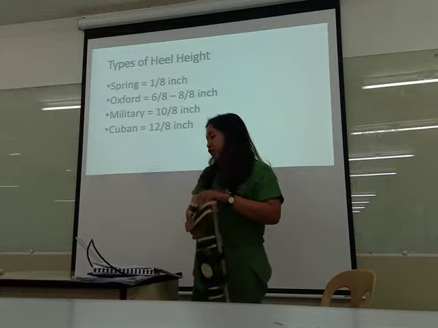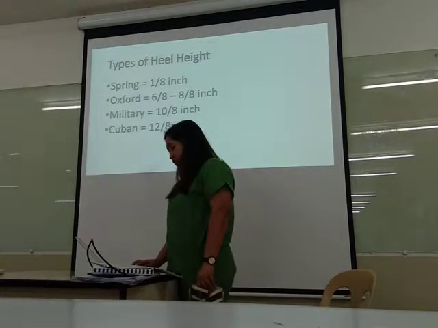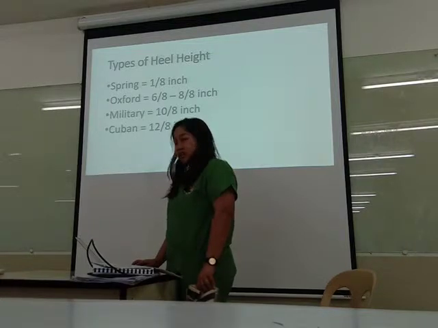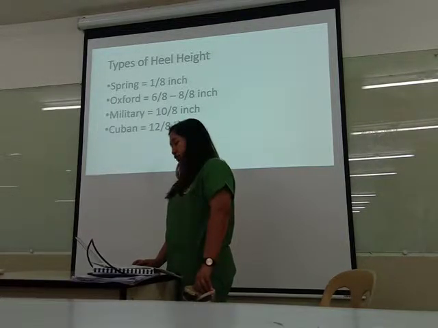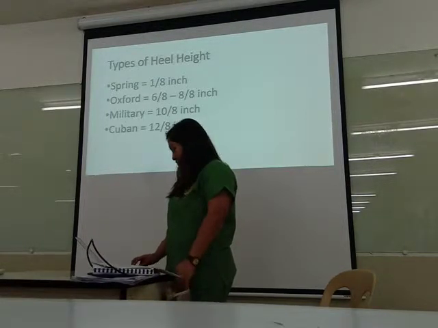And then we have four types of heel height. The spring, which is 1/8 inch. Oxford, 6/8 inch to 8/8 inch. Military, 10/8 inch. And Cuban, 12/8 inch.